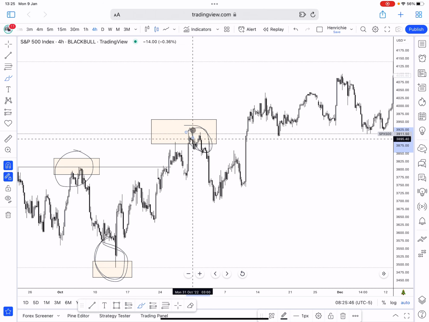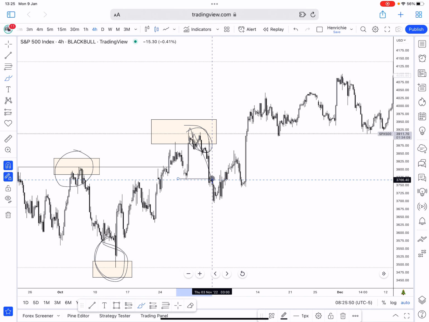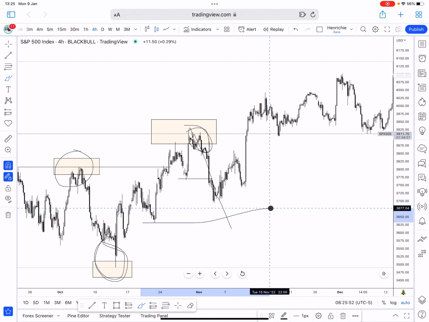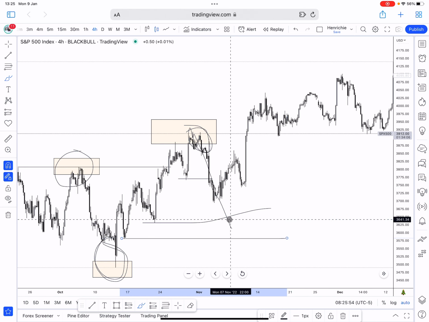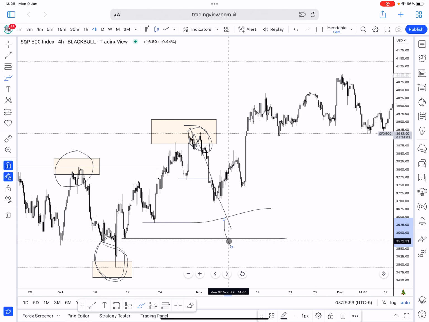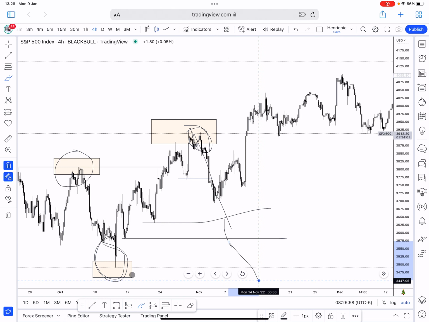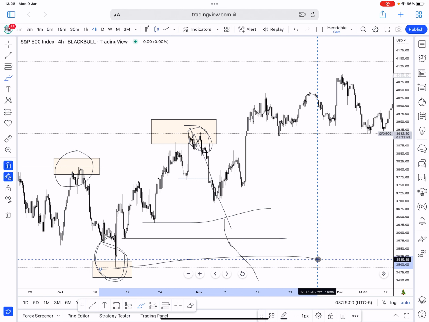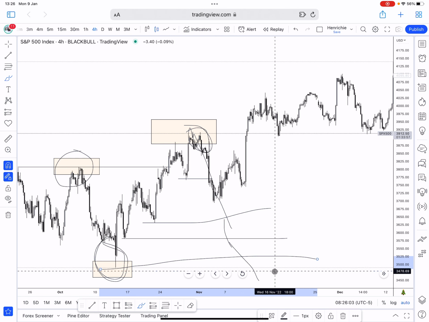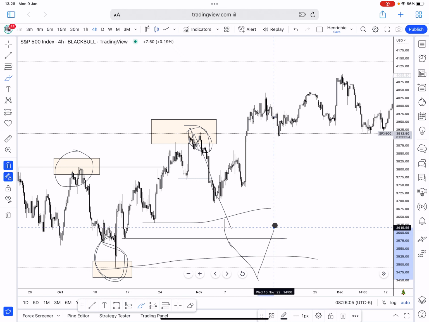For me to become bearish, if price takes this low, I'm not bearish. Takes this low, I'm not bearish. Take this low, I'm not bearish. But if price takes this swing low, I am absolutely bearish. And if we see a retracement, I'm going to sell to continue lower.